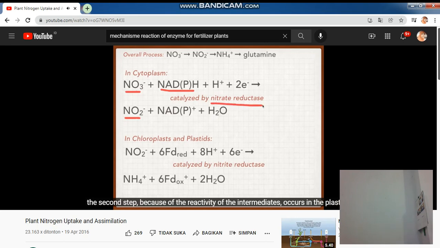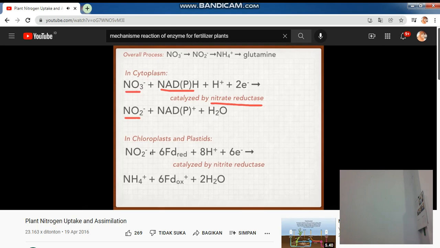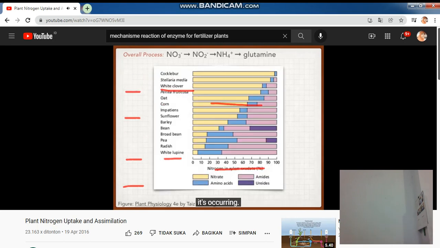reductase. The second step, because of the reactivity of the intermediates, occurs in the plastids, and that's where nitrite is converted to ammonium by the enzyme nitrite reductase. And this occurs with reducing power from ferredoxin or NADH, depending on the part of the plant in which it's occurring. So where in the plant do these things happen?